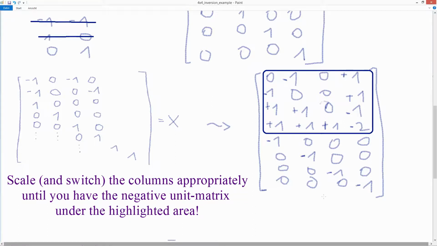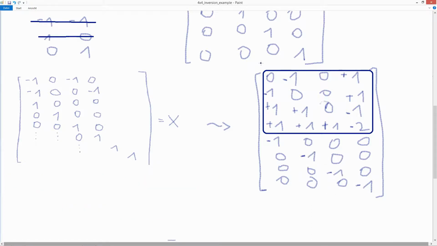And in the end, here should be the negative unit matrix. So you have to multiply every column with a number so that here is the negative unit matrix. And the matrix that is up here will be the inverse of the matrix A. So this matrix here is now the inverse of the matrix A. And we are done.